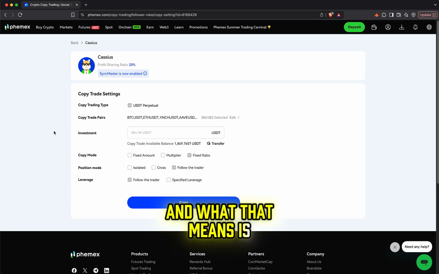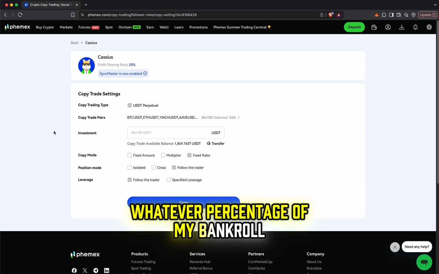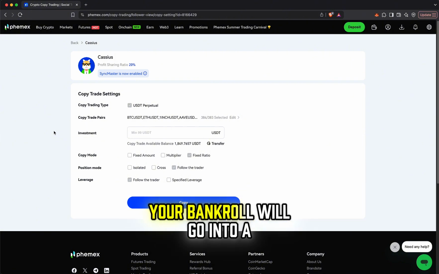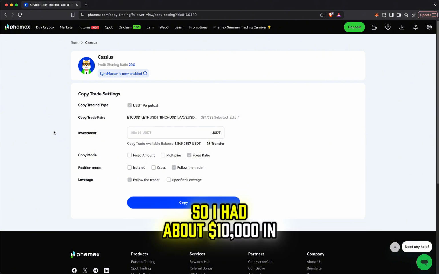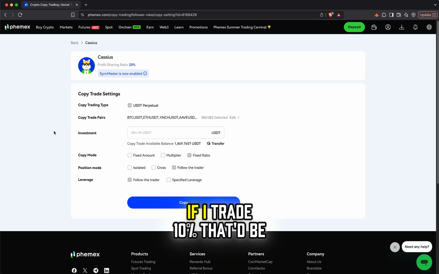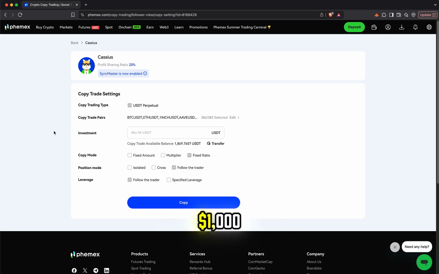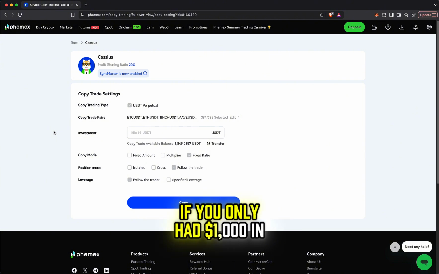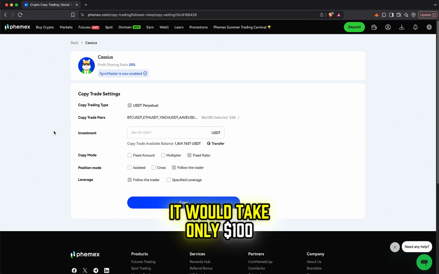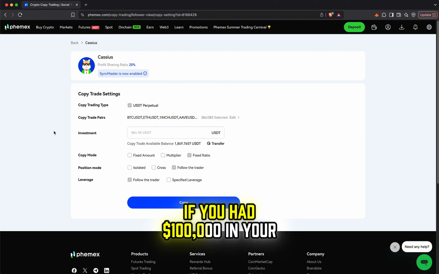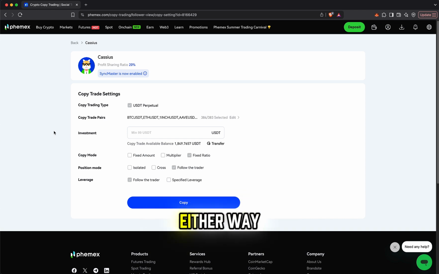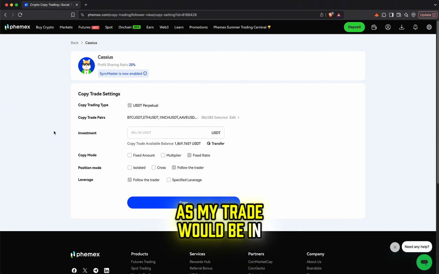And what that means is whatever percentage of my bankroll that I put into a trade, that same percentage of your bankroll will go into a trade. So I had about $10,000 in the account. If I trade 10%, that'd be $1,000. If I put that on one trade, that'd be 10% of my bankroll. If you only had $1,000 in your bankroll, it would take only $100. If you had $100,000 in your bankroll, it would take $10,000 and put it on that trade. Either way, it would be the same percentage of your bankroll as my trade would be in that trade.